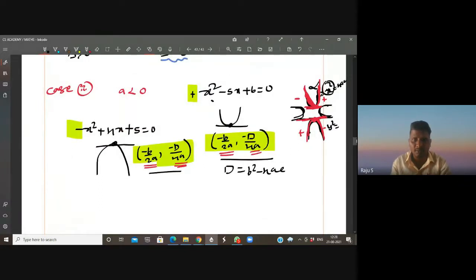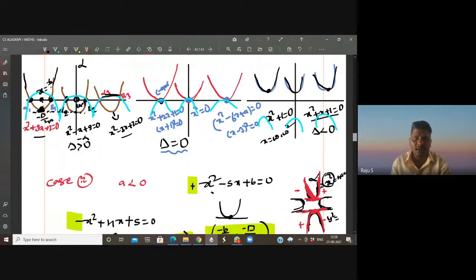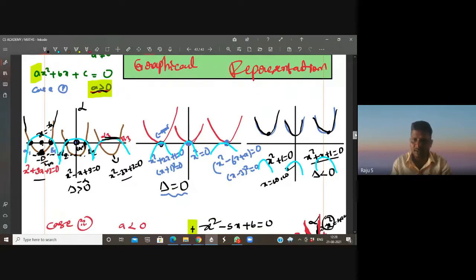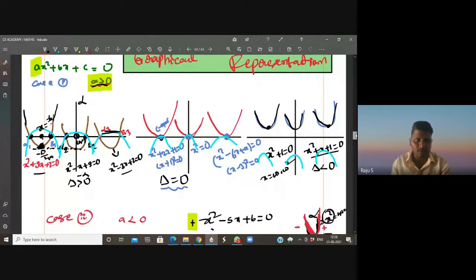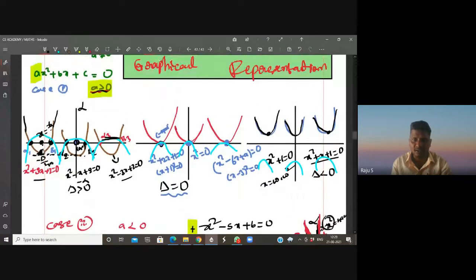This is about maximum and minimum, and this many kinds of quadratic graph we can draw. So in the first case, real and distinct. Second case, real and equal roots. Third case, imaginary roots. In the same way, we can draw the graph opening downwards. In that case also the same three: real and distinct, real and equal, imaginary. Got it?